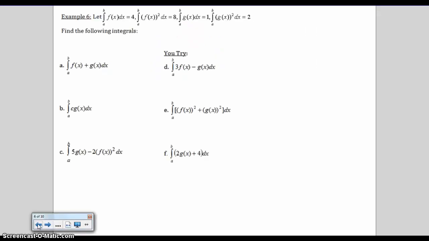Okay, in example 6, they're giving us 4 different integrals. Notice they're not giving us any y values.